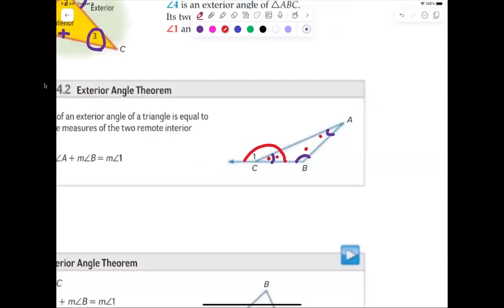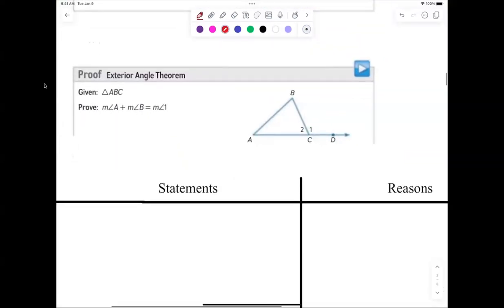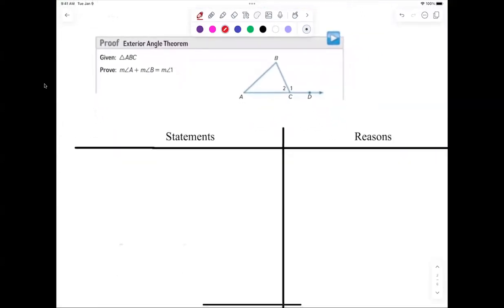Now, let's say you don't follow that very well. So we are now going to prove that right here. We're going to prove the exterior angle theorem. We are going to prove that angle 1 is equal to angle A plus angle B. With that information, here we go. Write your little proof down. Number 1, we're given triangle ABC.